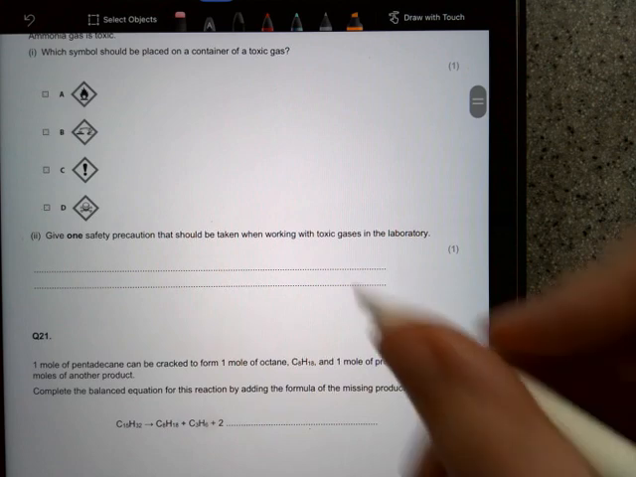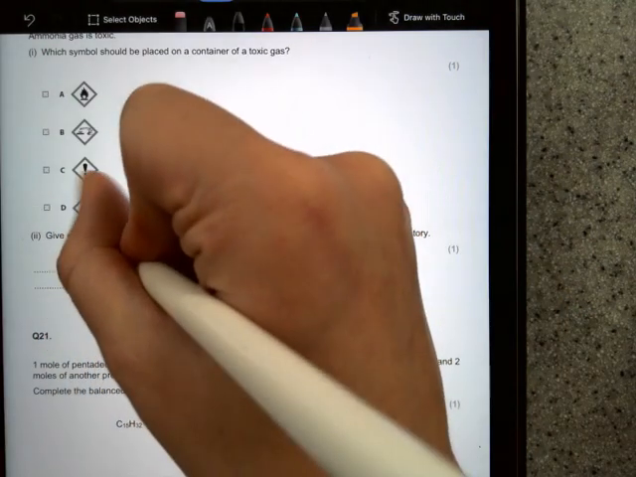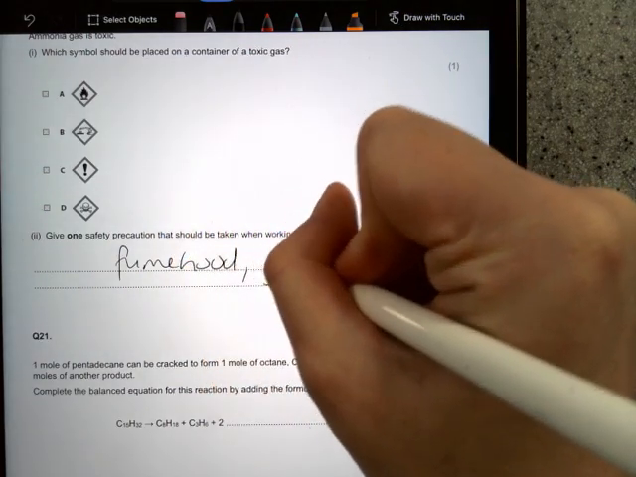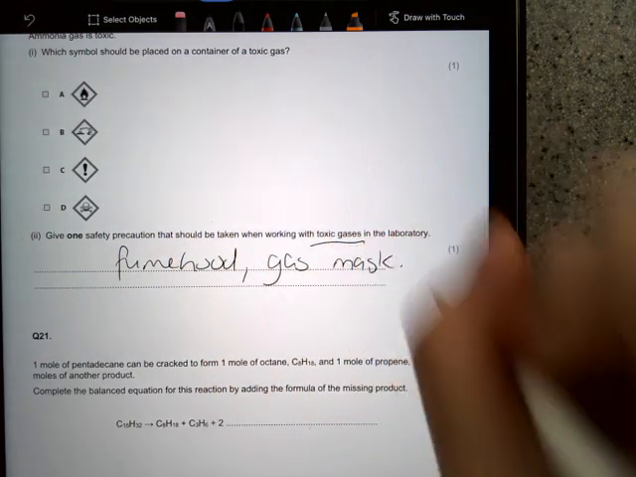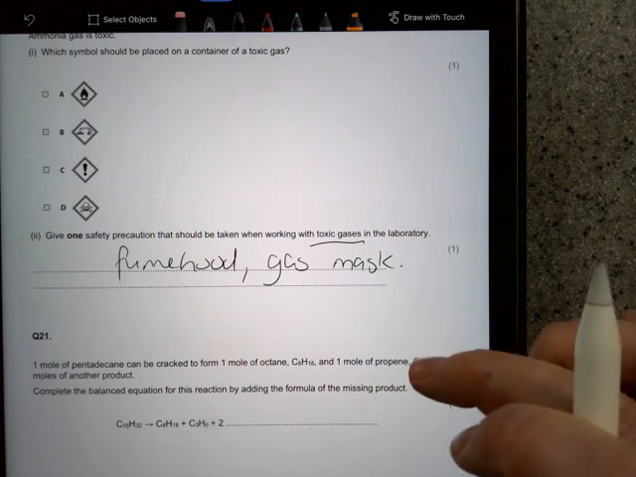Safety precaution though, students go to will be gloves and goggles, but if it's a toxic gas, it's something that you can breathe in, and gloves and goggles aren't going to protect you, so you're going to need to say fume hood. You can also be overly cautious and say you would wear a gas mask, not just a face mask, would have to be a gas mask, and that will pick you up the mark as well.